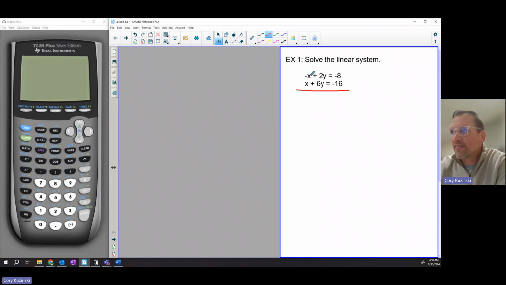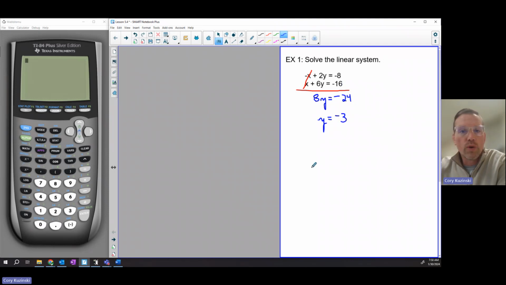Watch what I mean. Negative x plus x is nothing. It's 0x. So they just eliminate. 2y plus 6y is 8y. And negative 8 plus negative 16 is negative 24. So by adding these two equations together, we've created this new equation that only has one variable, y. We got rid of the x. And we can solve it very easily by dividing both sides by 8.